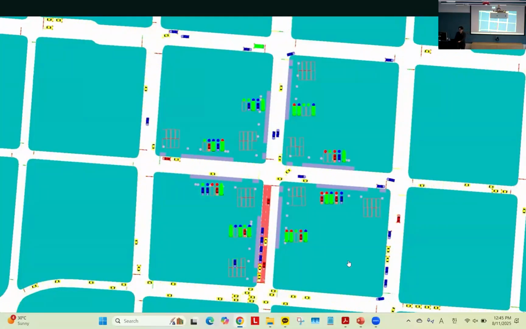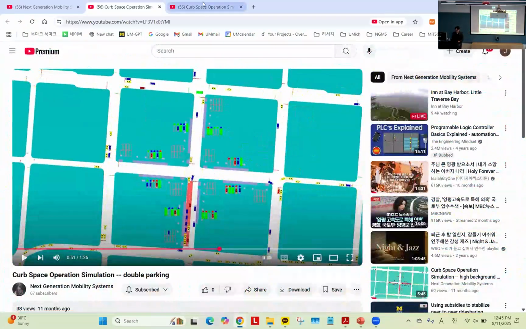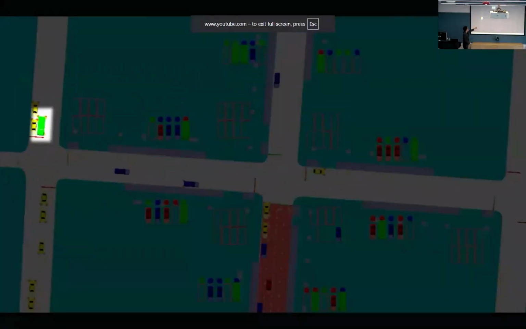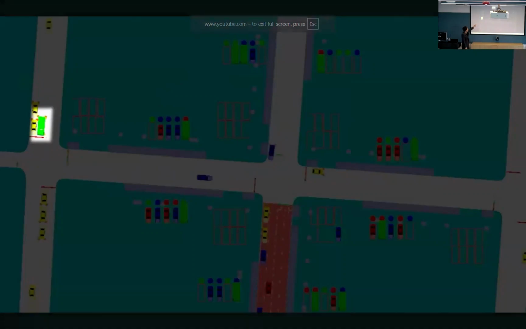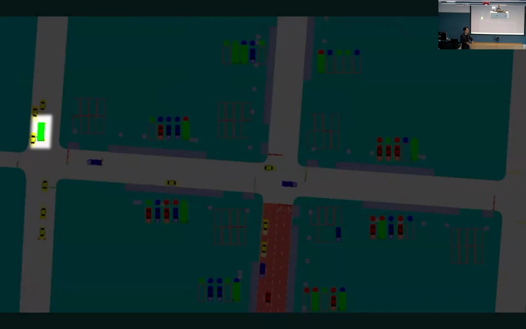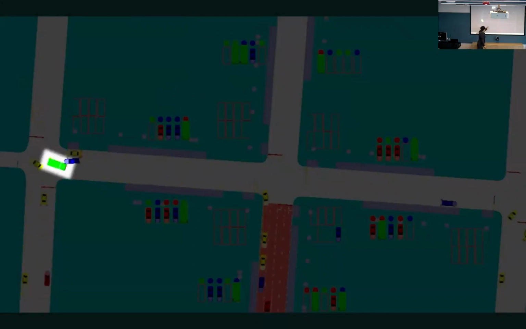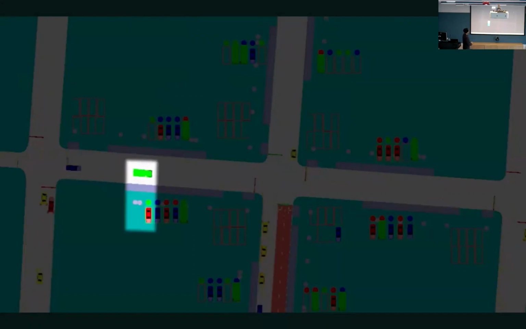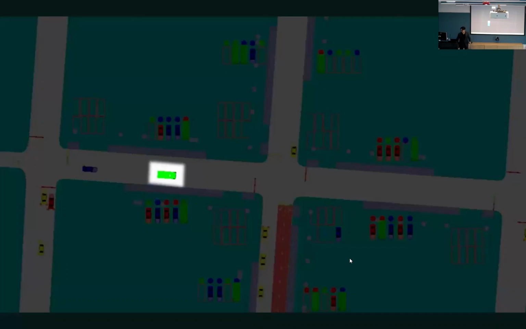Another example, which I have in the next tab, is called unauthorized parking. This is a green delivery truck, and this will make a left turn. These 5 spaces are assigned for loading. It's a little slow. Okay, so let me stop here.